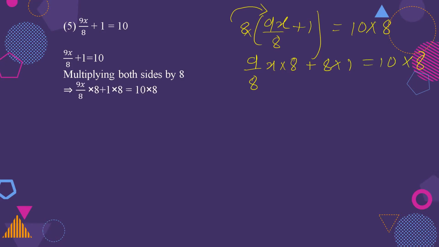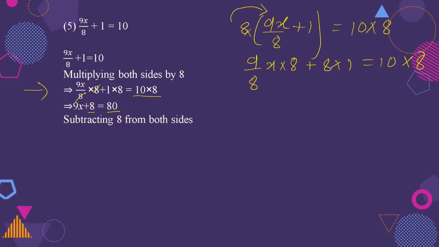So we have this step here, 9x upon 8 into 8 plus 1 into 8 is equal to 10 into 8. So in the first term, 8 from the denominator and 8 from the numerator will get cancelled, and we'll be left with 9x plus 1 into 8 is 8 and 10 into 8 is 80. So 9x plus 8 is equal to 80.